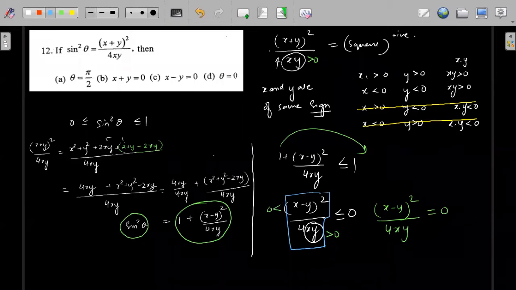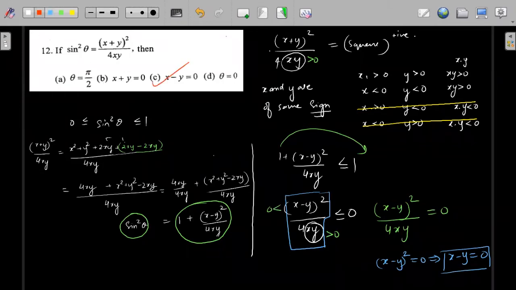If it is equal to 0, the denominator cannot be 0, so the numerator must be equal to 0. That means (x minus y) whole square is equal to 0. This means x minus y is equal to 0. That means x is equal to y. Very good. So which is the correct option? C. Understood? Fine. Just copy this one.